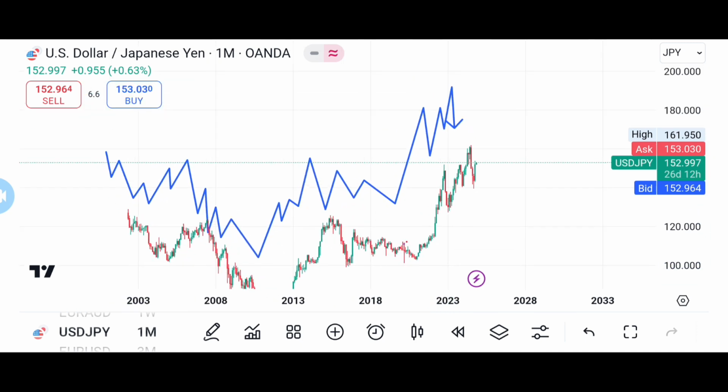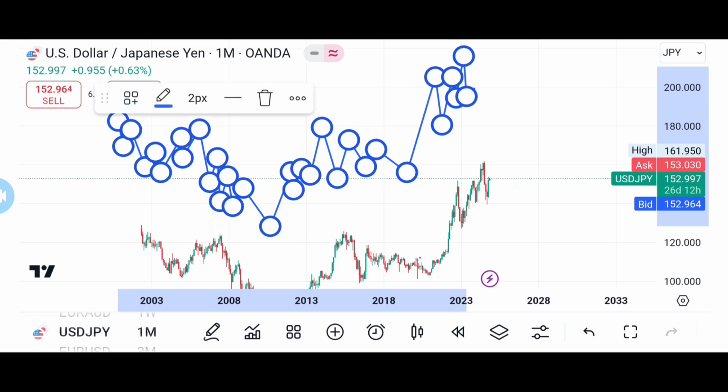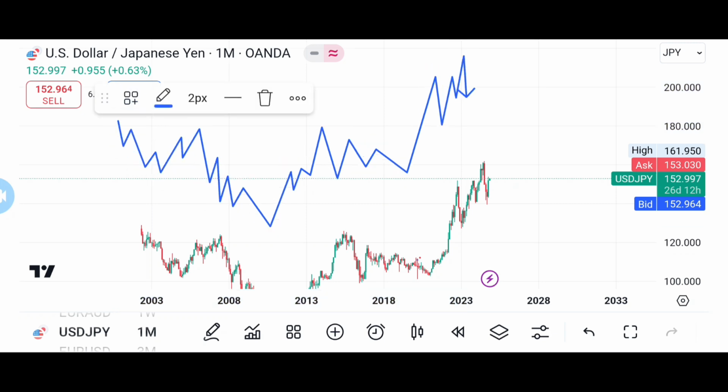Can you see, guys? That is our macro market structure. So the general direction has been bullish. Here, there's nothing else we are going to look for. We know that now we shall be looking for buying opportunities.